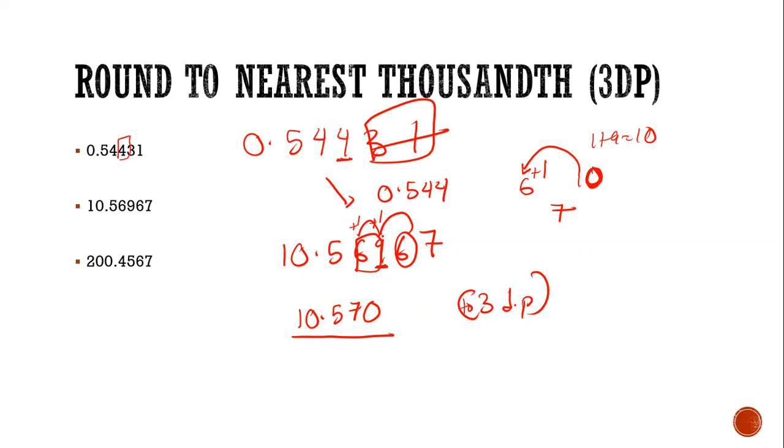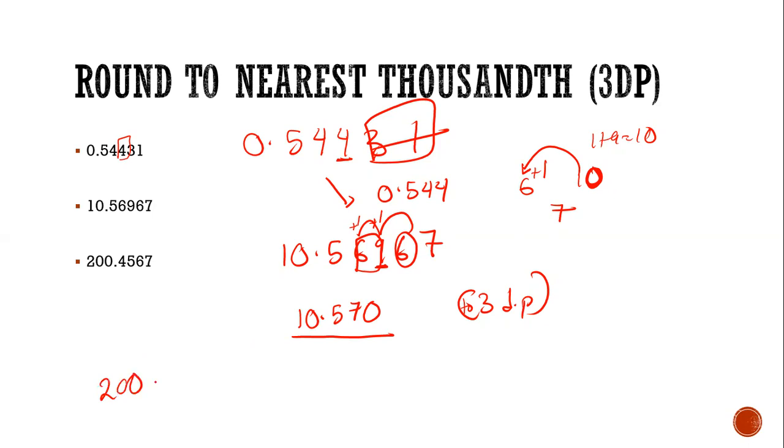So because we had a 9 here, and if we add 1 to the 9, it becomes a 10. And you can't just write 10 like that. So you have to add a 1 to the next number, which is 6. 6 plus 1 is 7. We have 70.